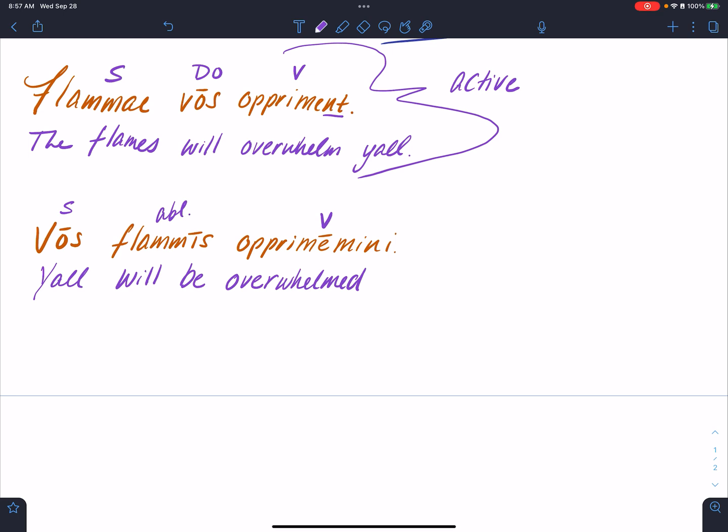Now, because flammis is ablative, what are the 5 ways we translate an ablative? By, with, in, on, from. Okay, which makes the most sense here? Y'all will be overwhelmed by. Yes, that probably makes the most sense. By the flames.